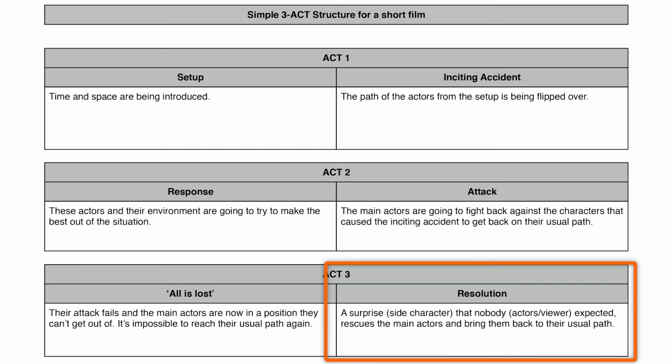A surprise, and in most cases that's the side character, and that was the angry neighbor I was talking about. Nobody is suspecting that an angry neighbor is going to help you in the end. But you know what? He also had this shelter that nobody knew of. And he's coming out of there and he shoots the alien boss in his brains and he saves the day. So right here it says a surprise side character that nobody, the actor or the viewer, expected, rescues the main actor and brings them back to their usual path. What was that usual path? Living happily together with his family.